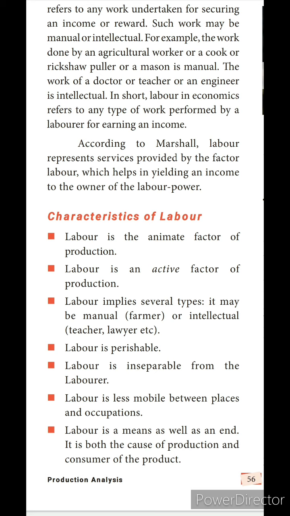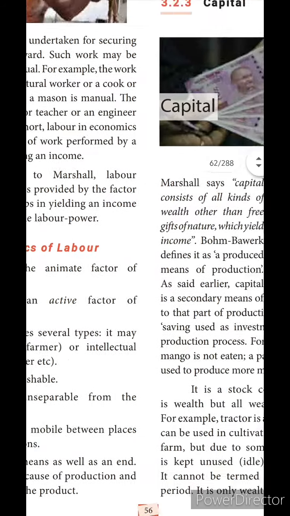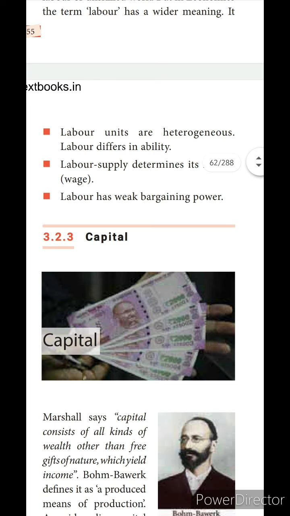It is both the cause of production and consumer of the product. Labor units are heterogeneous. Labor differs in ability. Labor supply determines its reward, and the reward is the wage. Actually, each and every factor gets a reward: land gets rent, labor gets wages.